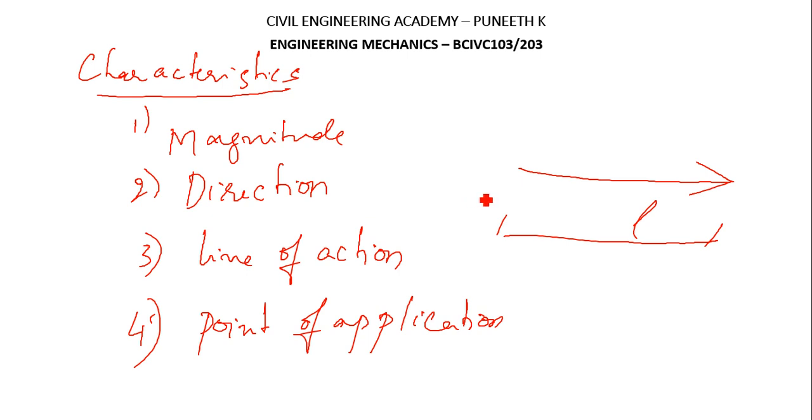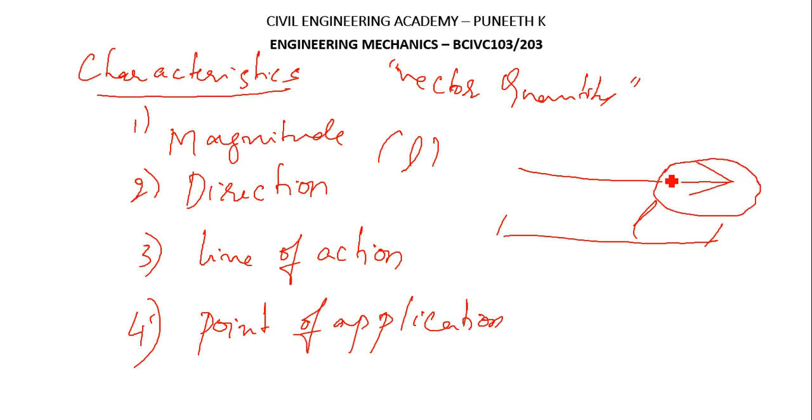What is magnitude? We know force is a vector quantity. What is a vector quantity? One which has direction and also magnitude. Here, if you observe this force represented in the diagram, this length L is indicated as the magnitude. That is, the length of the vector is known as magnitude. Now, this arrow indicates the direction of the force.